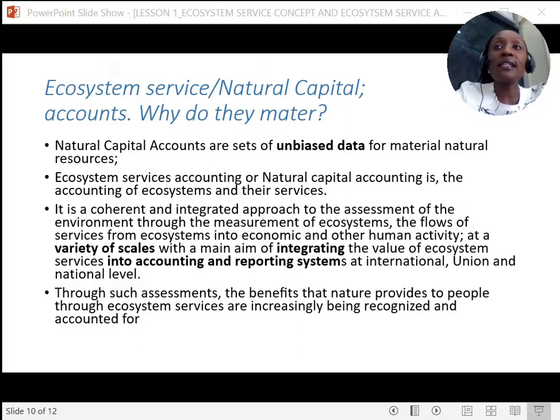It is a coherent and integrated approach to the assessment of the environment through the measurement of ecosystems and the measurement of the flows of services from ecosystems into economic and other human activity. And this can be done at a variety of scales, mostly with a focus to integrate the value of ecosystem services into accounting and reporting systems at all levels, from the national to the international levels. So through such assessments, the benefits that nature provides to people are increasingly being recognized and accounted for.